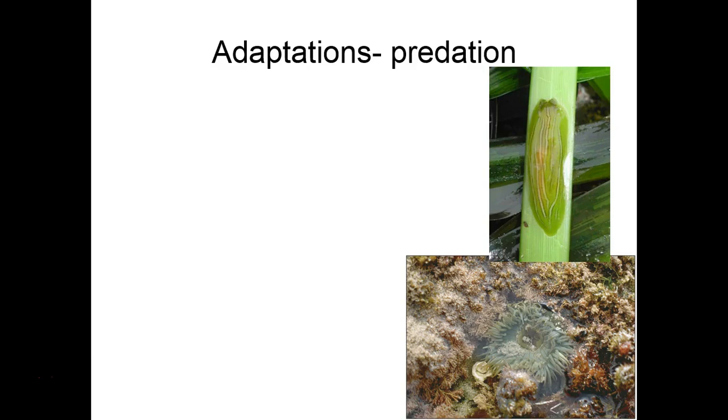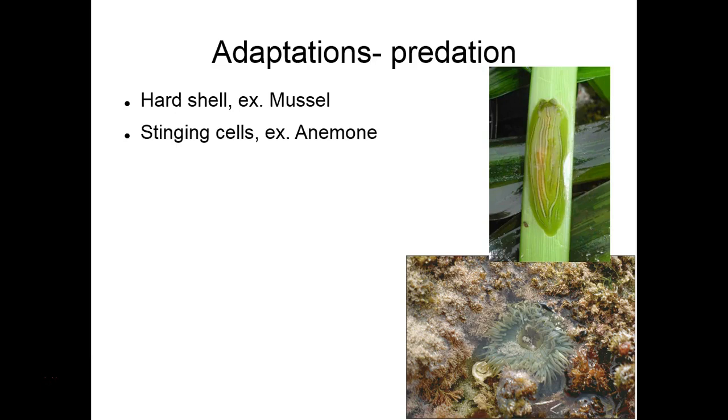Okay, now for an adaptation to a biotic factor of predation. So what kind of adaptations do you think that intertidal organisms might have for not becoming prey? One is having a hard shell, because it's hard to get to your body, for example, a mussel. Stinging cells are helpful because they make predators stay away from you so that they don't get stung, such as what an anemone has.